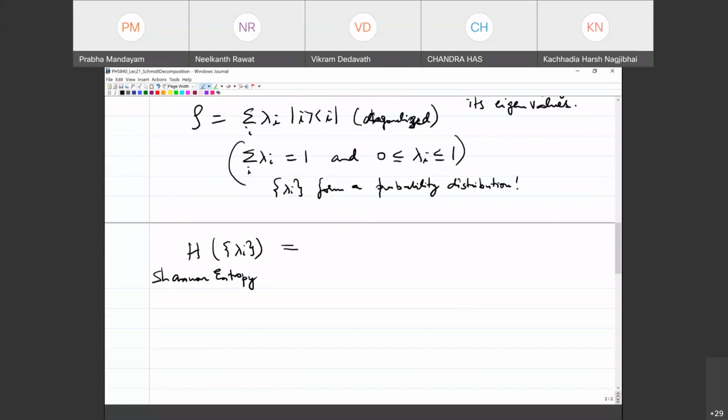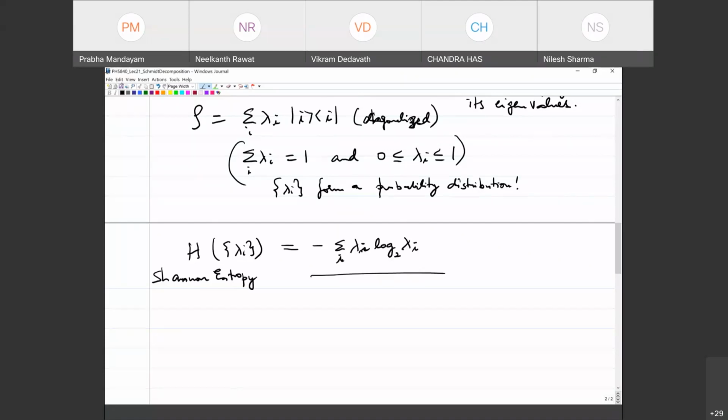Summation minus p log p base 2. There's no p here. There's lambda i's. Lambda i, sorry. So summation lambda i log lambda i. Yeah. So this is minus lambda i log to the base 2 lambda i. Right? So everyone I hope is familiar with this definition, right?